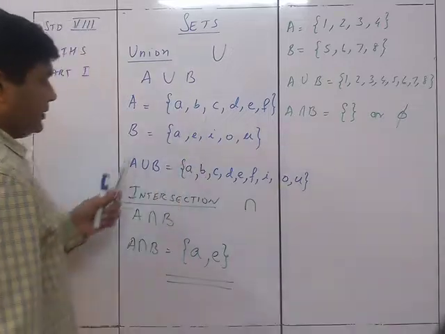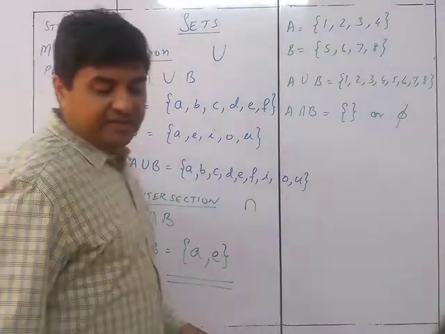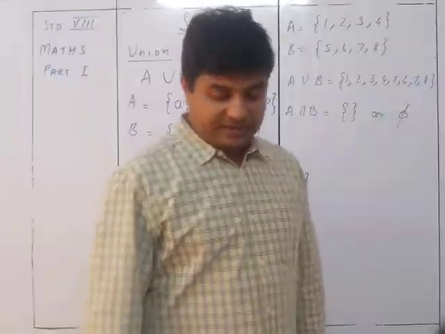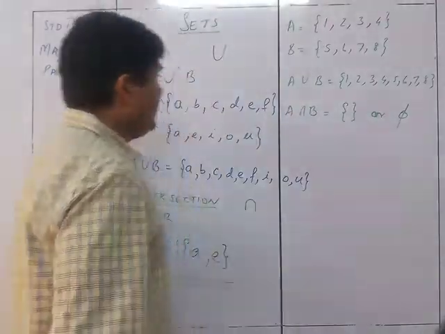So this was about union and intersection. Now we see the difference of the two sets. So we see the next one.